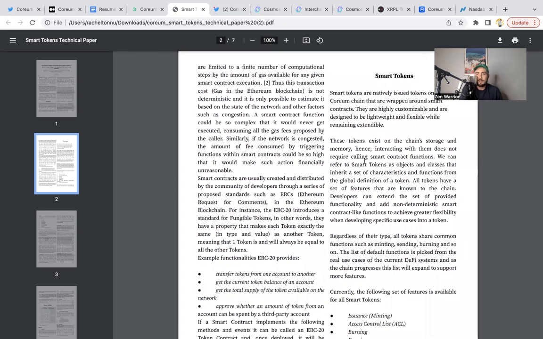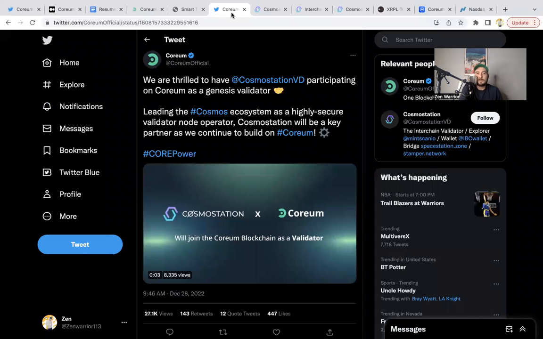Very powerful. You definitely should read the technical paper if you want to learn more about their plan for dominating the tokens and having the best option for tokenizing assets on the Coreum blockchain. I really believe that. So let's talk about Cosmos Station real quick.